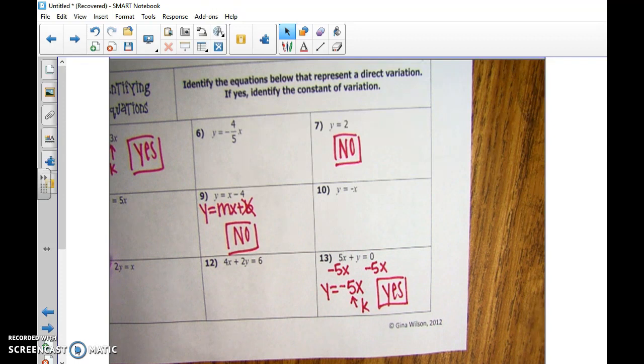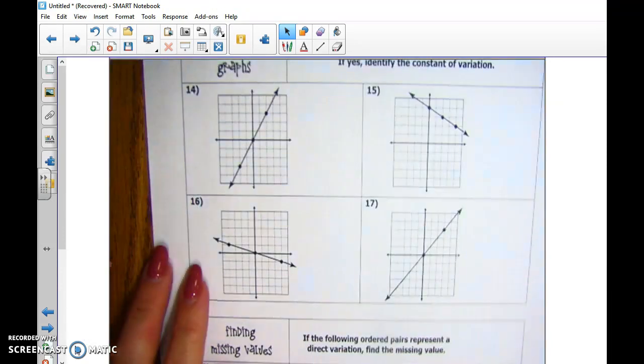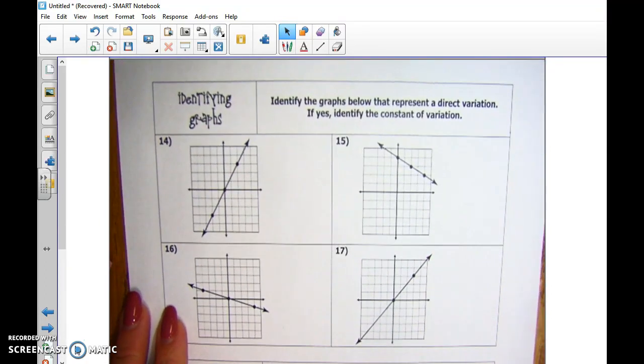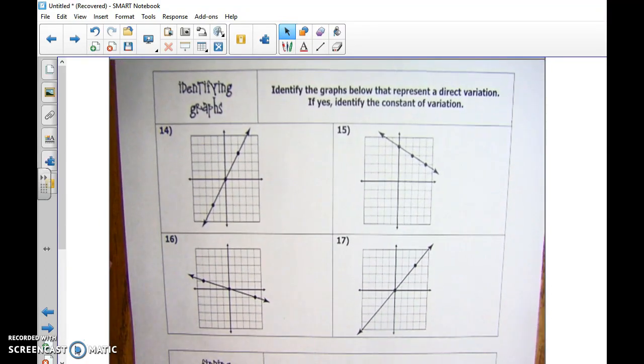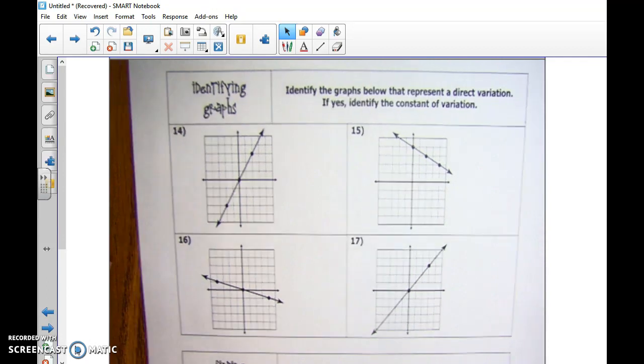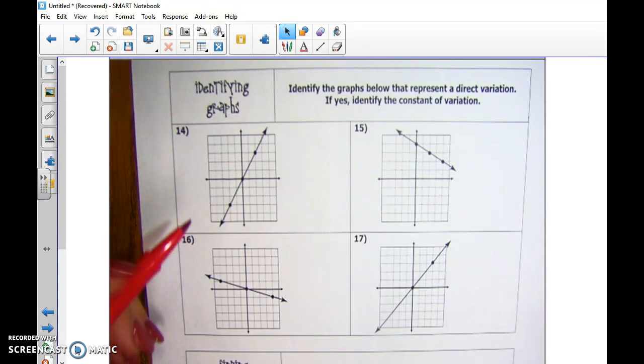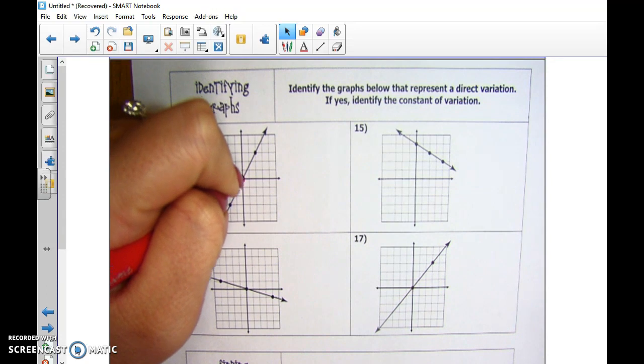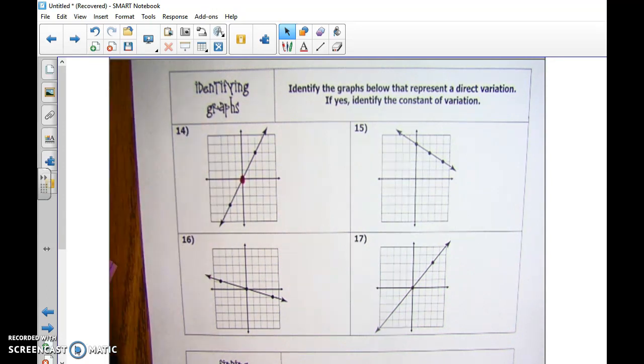All right, so on your second page, we have some graphs that we want to look at and see if we can identify the direct variations. And if we can say that something is a direct variation, we also need to identify the constant. So when we look at number 14, we see that it goes through 0, 0. So now we just need to find out what our constant is and make an equation.